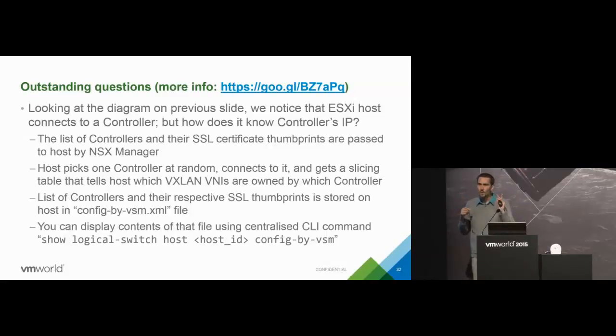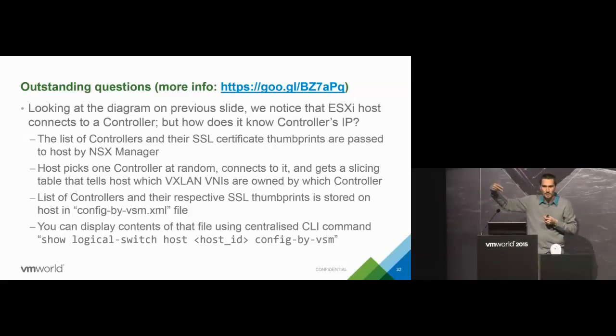First, the host picks one controller at random, right? When a host boots up the first time, it will pick one of the controllers, connect to it and get the list called the slicing table. In the slicing table, it's got the following information. It basically says controller 1 is looking after these VNIs and these distributed routers, controller 2 looks after these VNIs and these distributed routers, and so on. And so when it has something on a particular VNI, it will know directly which of the 3 controllers it needs to talk to. Okay?